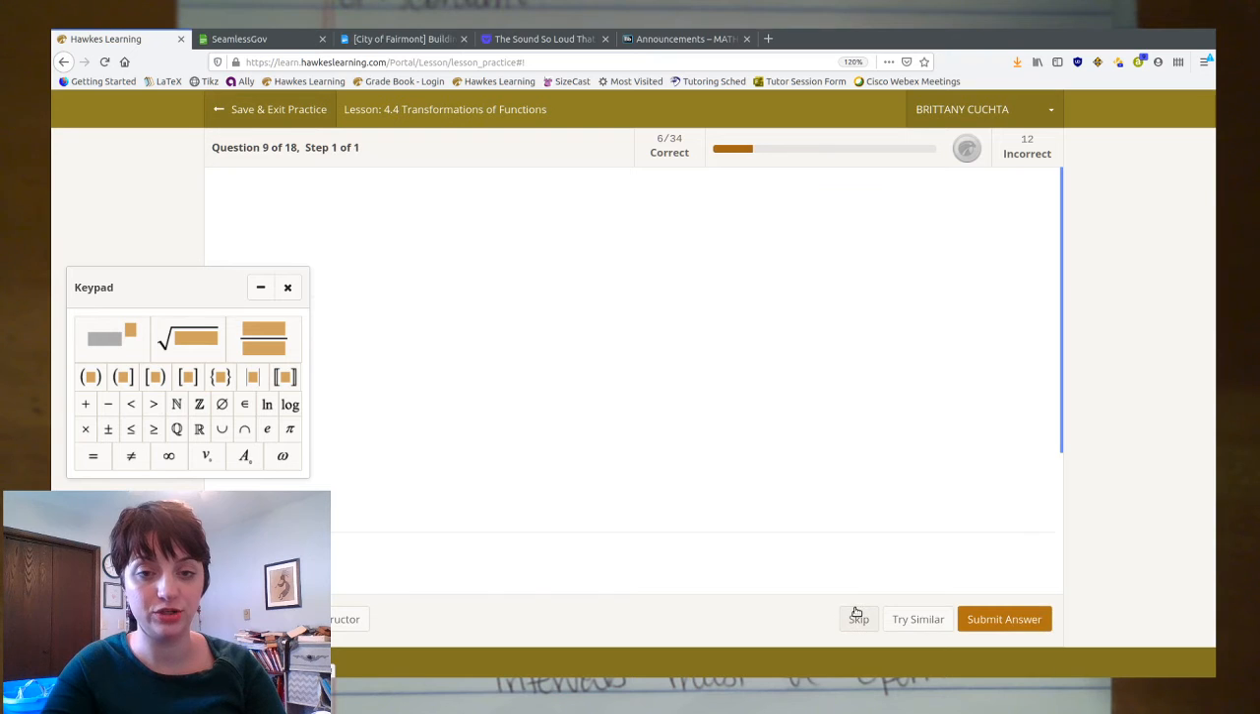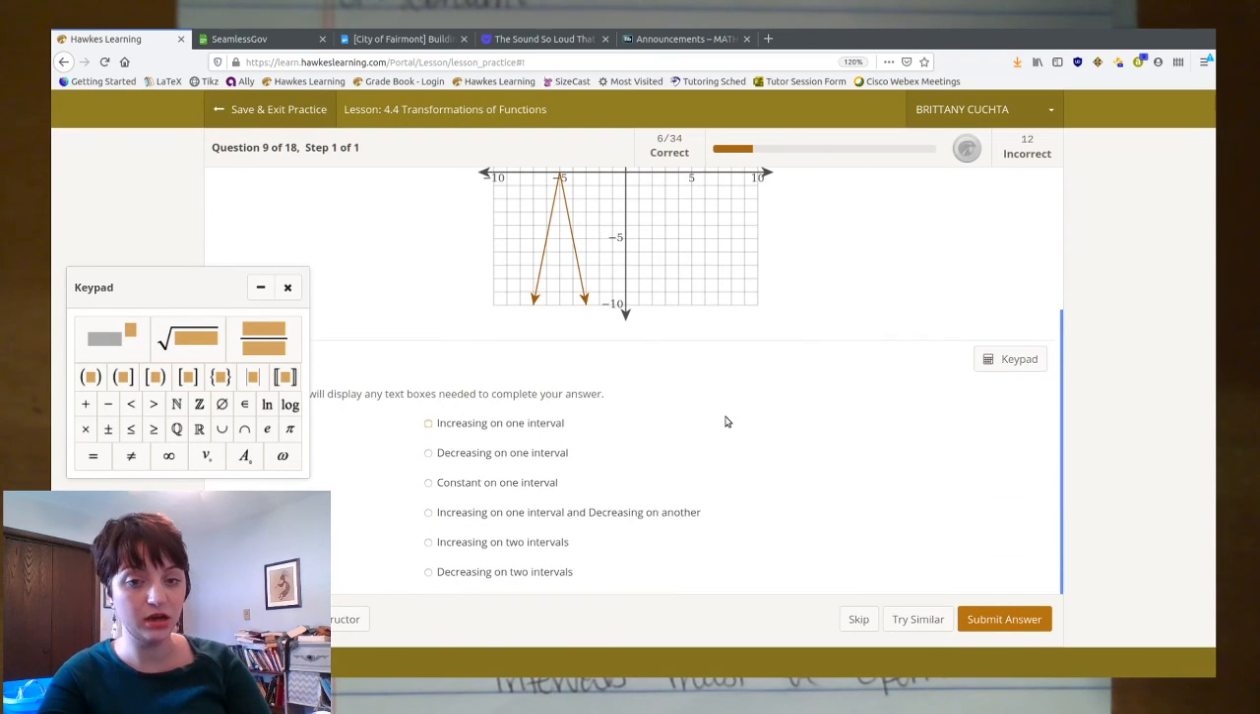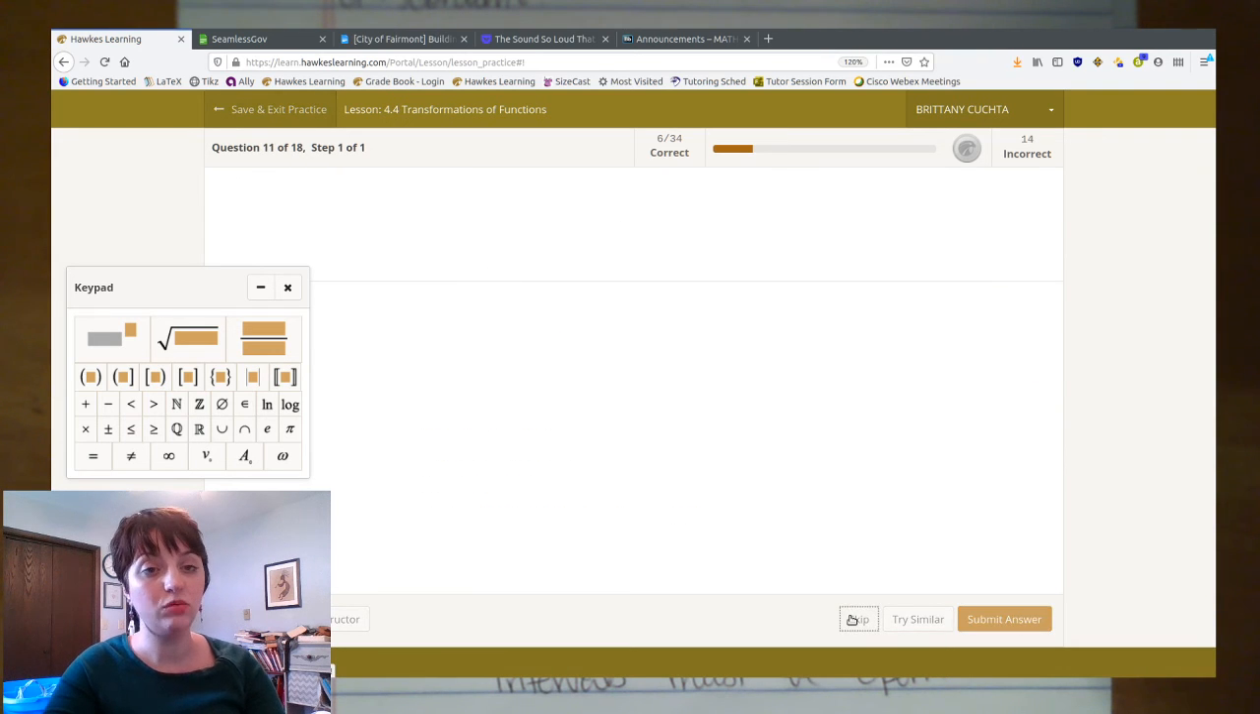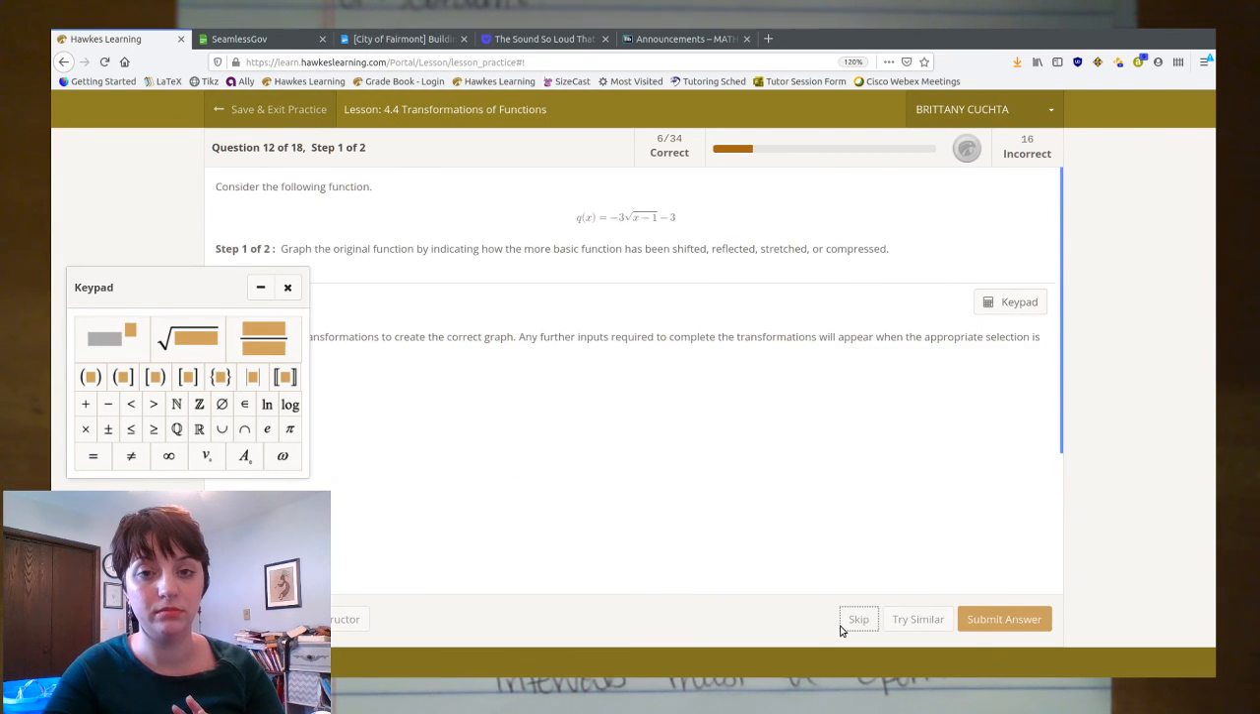There's a transformation question. Same thing here: increasing and decreasing. So you pick your middle option and then you give it the x values. I don't remember there being any that aren't just parabolas or lines or absolute values.